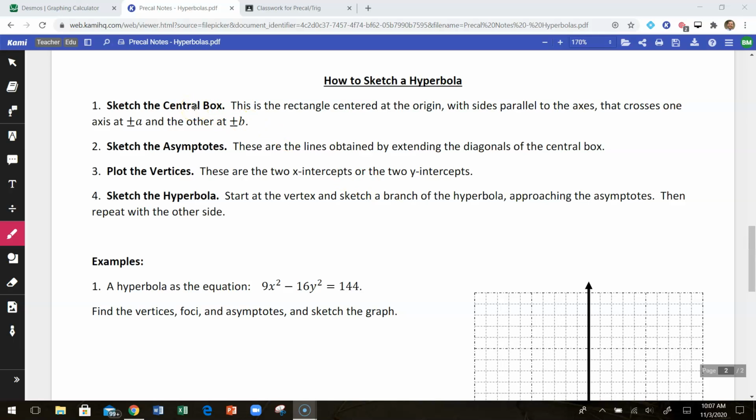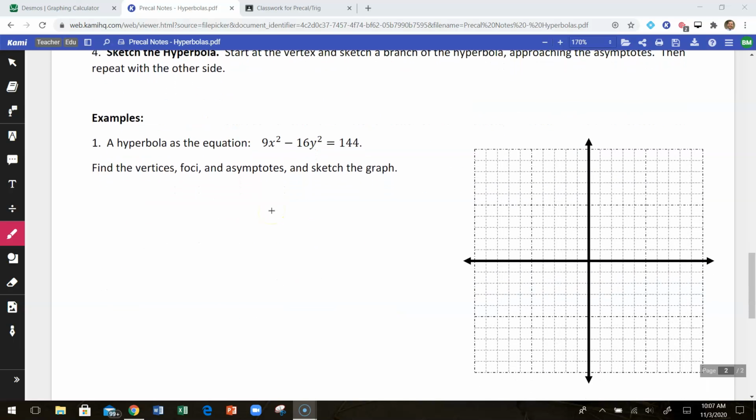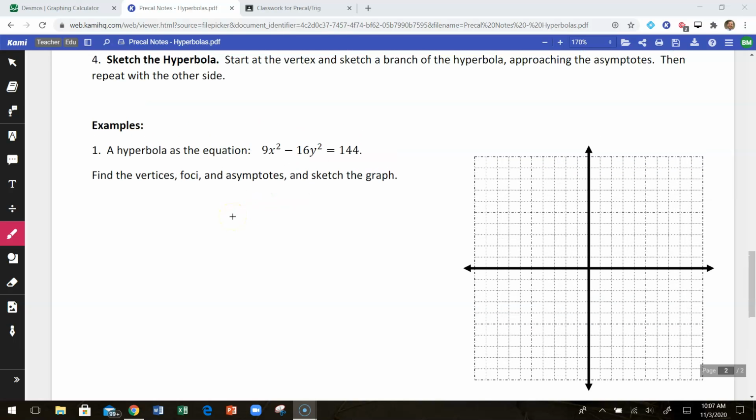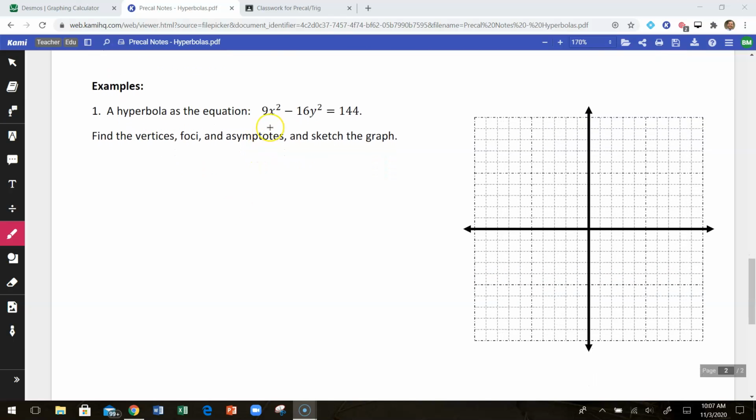So what I'm going to do first is something that's not actually part of the graph. Once I get my equation in the form that I want it to be in, I'm going to sketch what's called a central box. This is not actually part of the graph, but it's going to help me get a very defined shape for my hyperbola and for my asymptotes. So we're going to sketch a central box, then sketch the asymptotes, plot the vertices, and then sketch the hyperbola. It's going to be the same thing every time, in that order, and it's really going to help you get the shape of your hyperbola.